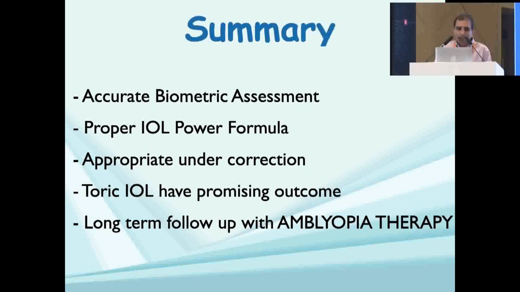So, summarizing the talk: accurate biometric assessment is not as easy as in adults. You do need examination under anesthesia in most situations. The basic formulas of SRK/T and Holladay 2 work reasonably well. You need to undercorrect based on the age, axial length and the laterality. And the real challenge of pediatric cataract surgery starts after the surgery, along with the parents, because it's a long journey to overcome amblyopia. Thank you so much for the patient listening.